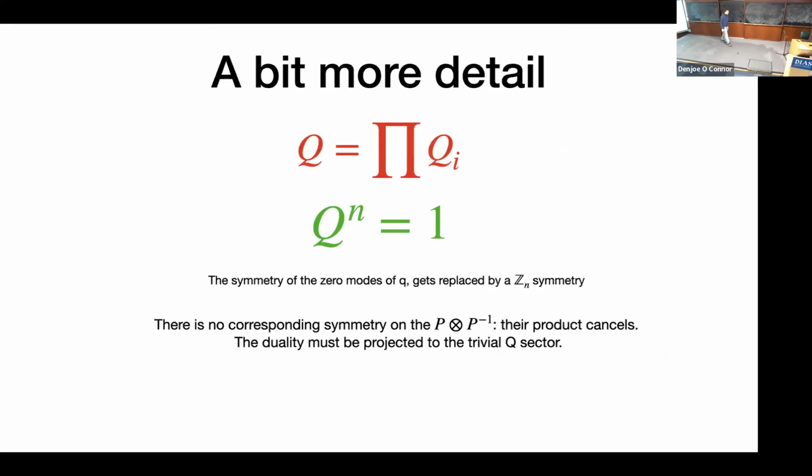In a bit more detail, because I passed from the full theory to something where I got rid of a lot of variables onto a finite space, you can check that the equivalent of the zero mode becomes this Q charge, and Q to the n is equal to 1. So the structure of the zero modes becomes a Zn charge symmetry. And then there's no corresponding symmetry for P cross P inverse, because when you multiply them around the circle, the P's cancel each other out.